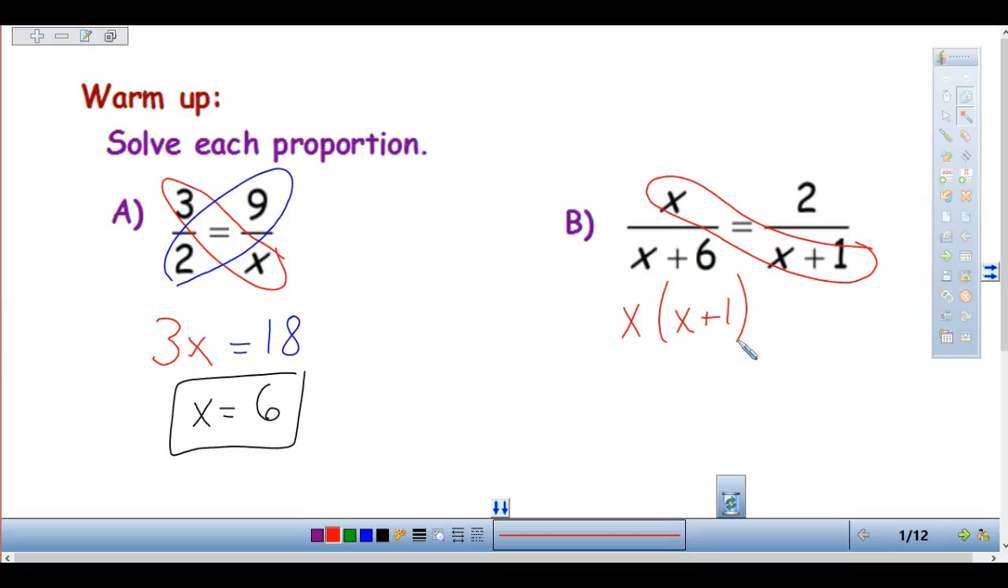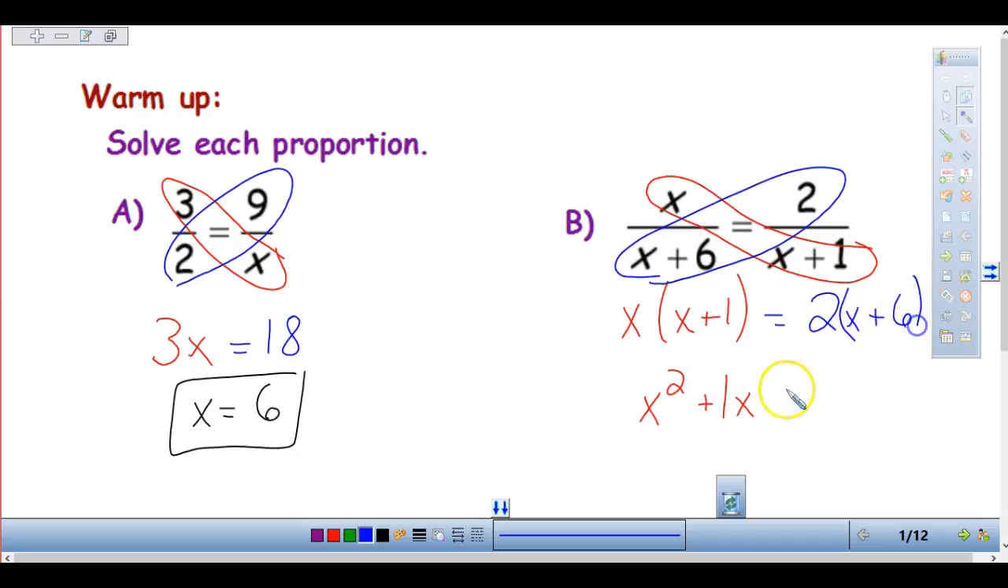To write this, what is x times x? Yeah, and then what's x times 1? 1x. Okay, so just so that you remember, this x goes to both. Now if we do the same thing here, what are we going to get? Okay, 2x plus 12. Now, what do we need to set this equal to?